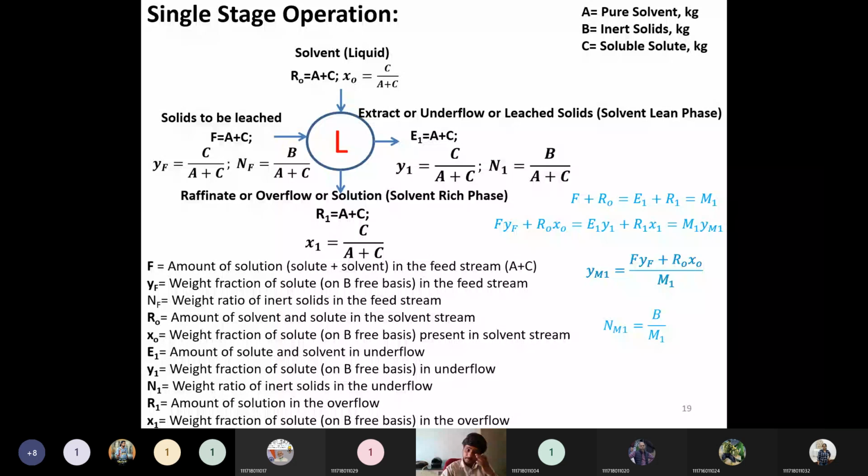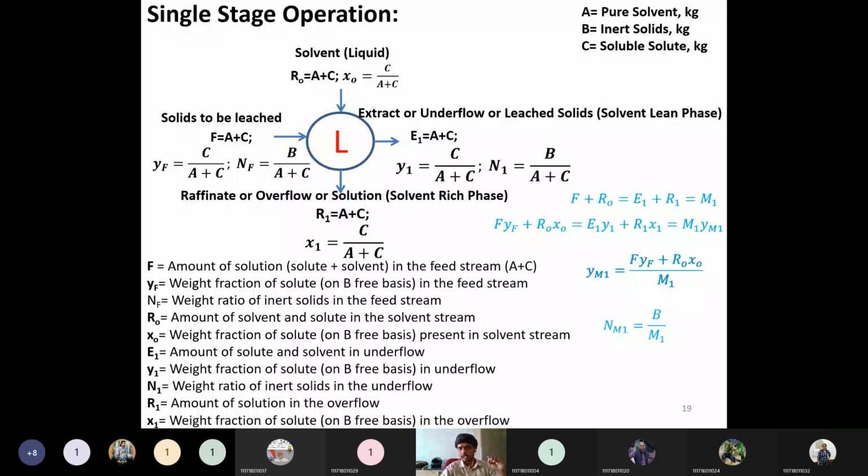Actually the feed needs to be A plus B plus C. But in order to omit that B, we define our feed only as a solution. Solute plus solvent gives rise to solution. Here the solute is C, the oil or soluble matter, and the solvent is A. Then the mole fraction on a B-free basis of the solute is defined as C by A plus C. Then for the accountability of B, the inert solids, we take the notation N subscript capital F, equal to B by A plus C.